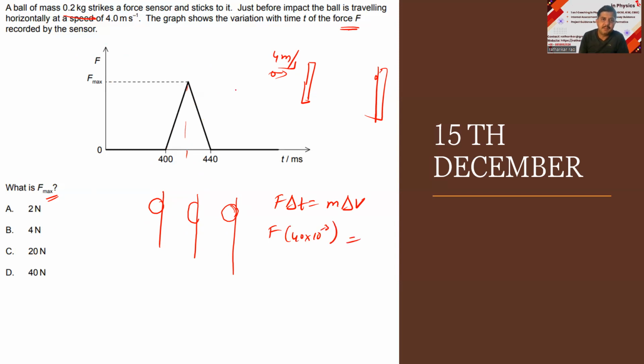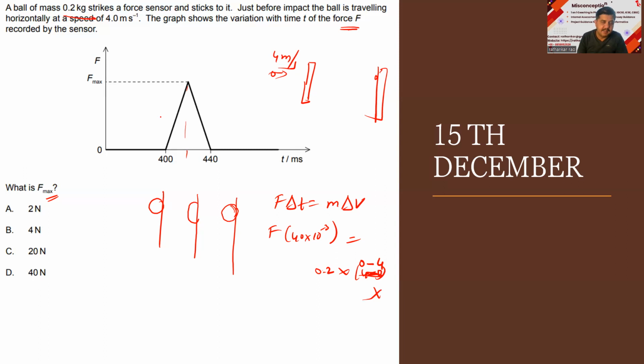What is M? M is nothing but 0.2, multiplied by delta V. What is delta V? It hit and then it did not come out. It was stuck. It means final velocity minus initial velocity. Final velocity is 0, sorry. Initial velocity is 4. So it hit over here and did not come out. As a result, they calculate this and finally get the answer as 20 Newton, which is incorrect. Why is it incorrect?